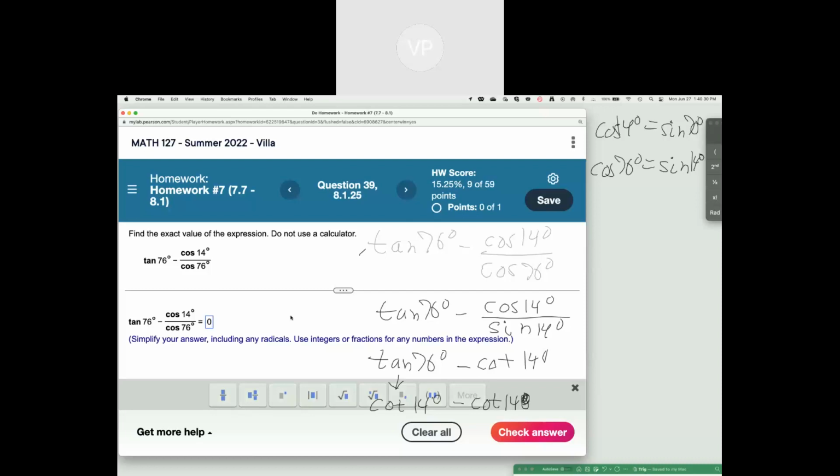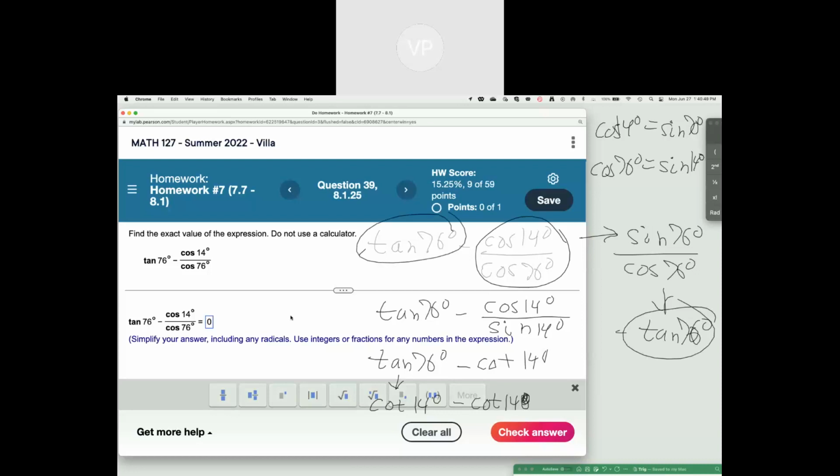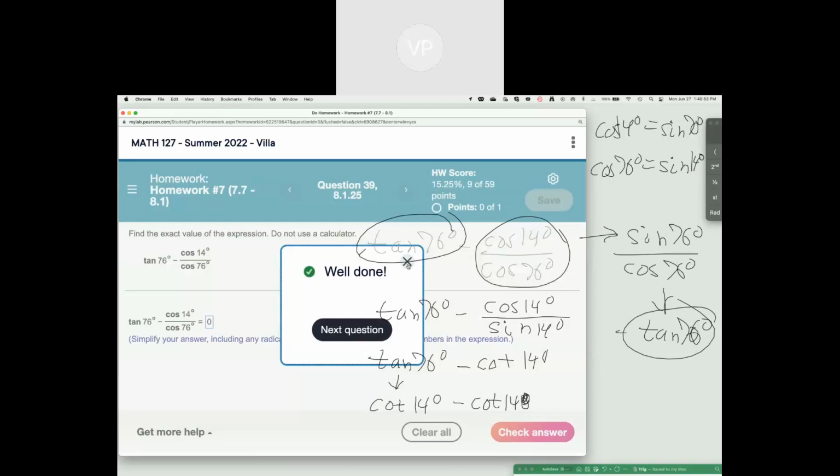Now, the faster way would have been, instead, if I took this and changed the top to be the sine of 76 over the cosine of 76, I would have had that to be the tan of 76 degrees, and I would have had tan 76 minus tan 76. Either way, we're getting a 0.